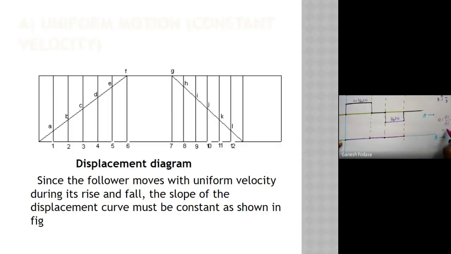So acceleration will be how much? Infinite. Means at this point, particularly at the beginning of the rise stroke and at the end of the rise stroke, acceleration becomes infinity. I'm writing like this. It becomes infinity, and again at that point only, it reaches zero. So the graph will be like this. It reaches infinity, again reaches zero. Here also it happens the same.